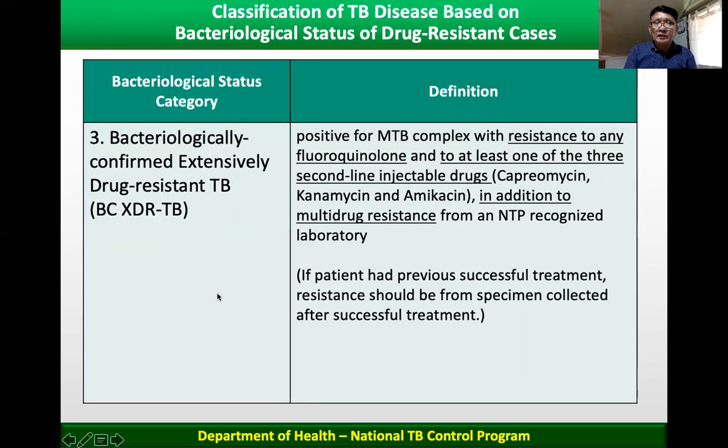Third, bacteriologically confirmed extensively drug-resistant TB. Okay, so positive for MTB complex with resistance. No, it's just the definition of extensively drug-resistant TB. We had this discussion previously during the first few slides. Again, resistance to fluoroquinolone and at least one of the 3 second-line injectable drugs such as capreomycin, kanamycin, and amikacin, in addition to multi-drug resistance, from an NTP-recognized laboratory.